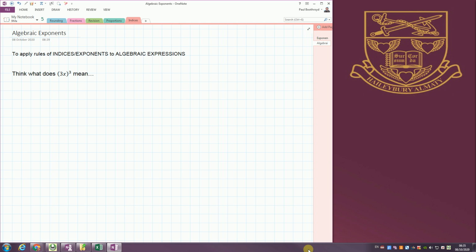Yeah, most of you got there with this first question. What it means is we've got 3x times 3x times 3x. And what we actually realise is we've also got 3 cubed times x cubed. 3 cubed is 27, x cubed is x cubed. So we can keep the parts separate. Okay, so that's the first part of using algebra with it.